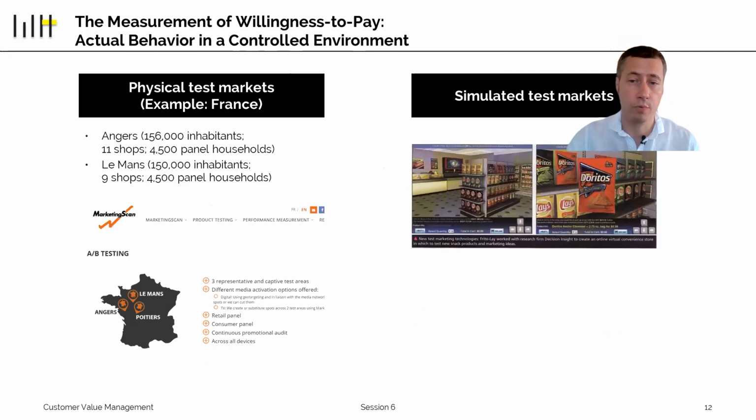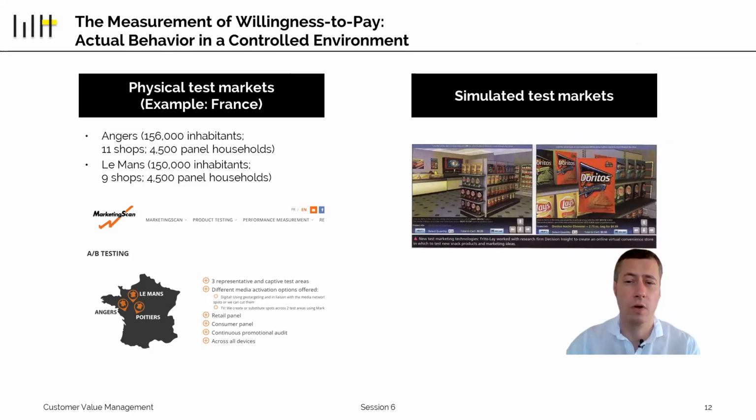So another approach may be to work with actual behavior in a controlled environment, and this can be a test market. A test market is more or less like an artificial supermarket. It can be a physical test market. In France, you have two of those, one in Angers and one in Le Mans, where there are actual supermarkets with actual consumers buying actual things.